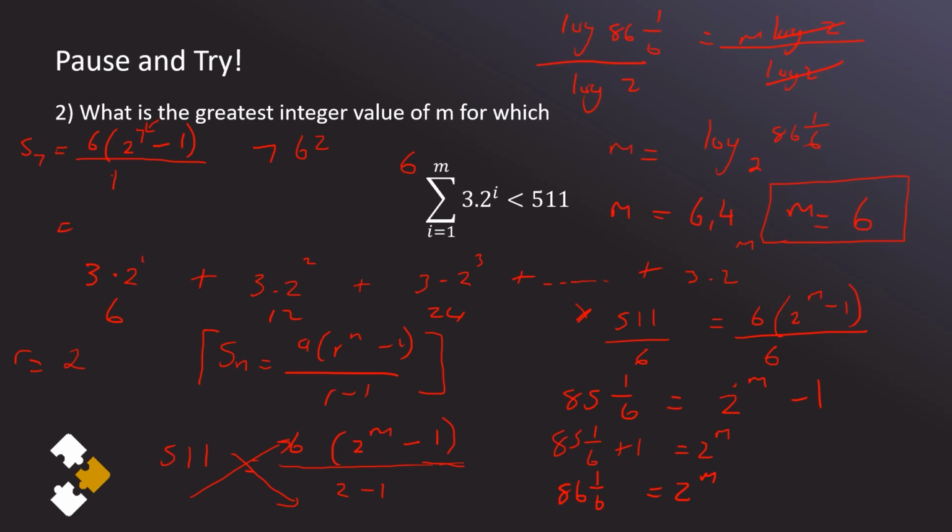Let's quickly check. So if we say 6 into 2 to the 6 minus 1 over 1. Let's quickly check that on our calculators. So 6 into 2 to the 6 minus 1. And that gives us 378. And now we know that m is equal to 6.